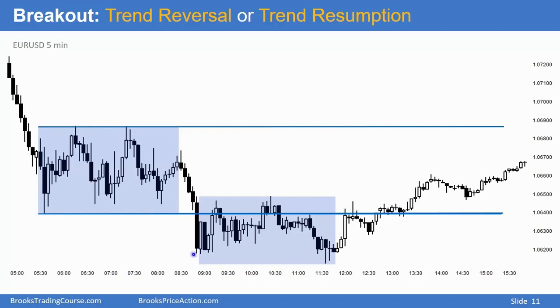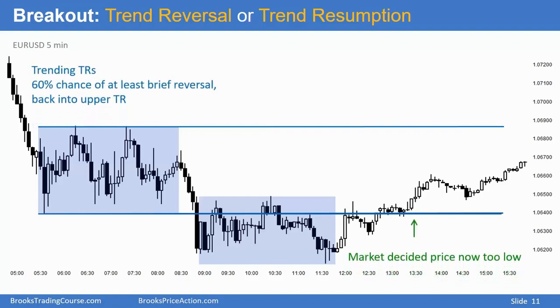And then we have another bear breakout lasting a few bars. In fact, only 1 or 2 bars below the low of the upper range. As usual, 60% chance the top of the lower range will overlap the bottom of the upper range by at least a little bit. And after 20 or 30 bars, it's in breakout mode, and you can get trend resumption down or trend reversal up. The probability of the two is about the same after about 20 or 30 bars. In this particular case, the market decided that the price was too low and it had to go higher to find sellers.